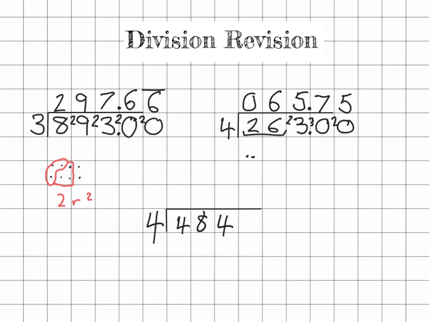And the last practice is 484 divided by 4. So 4 divided by 4 is 1, 8 divided by 4 is 2, and 4 divided by 4 is 1. So that's a nice easy one. It's got no remainders and no decimals to keep working out. So that's the practice.